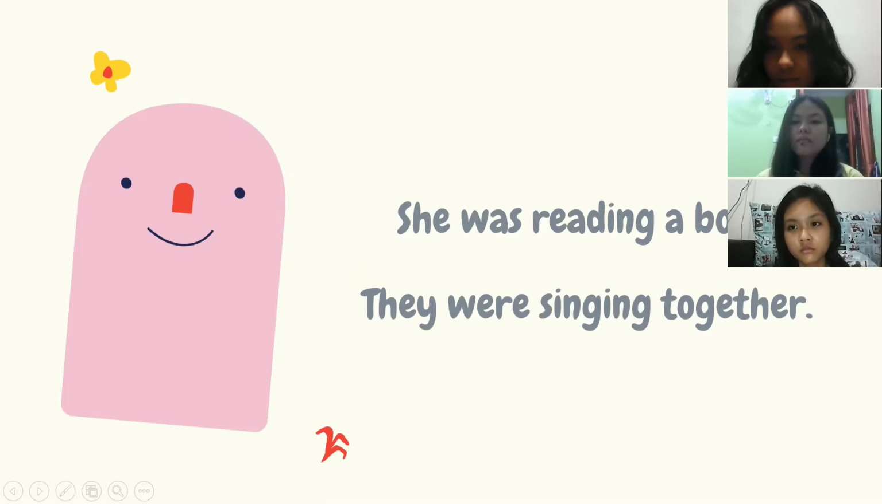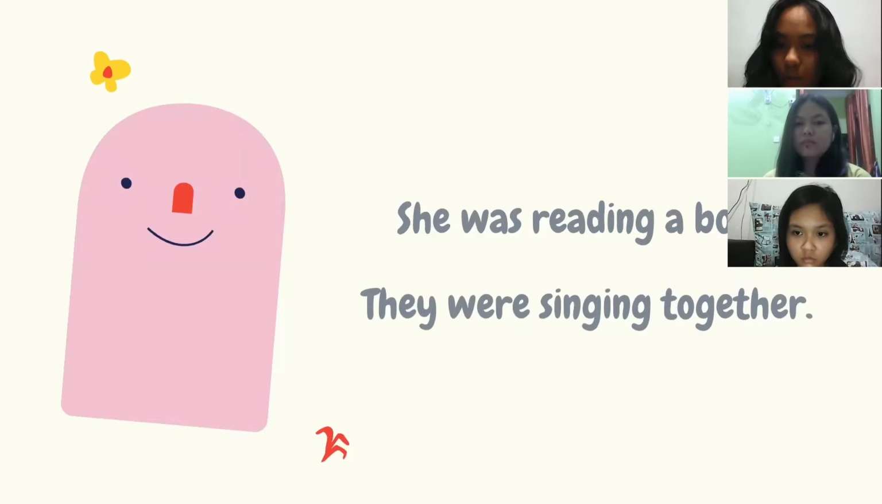For example, she was reading a book. She as the subject, was as to be, reading as verb-ing. And they were singing together. They as subject, were as to be, singing as verb-ing.